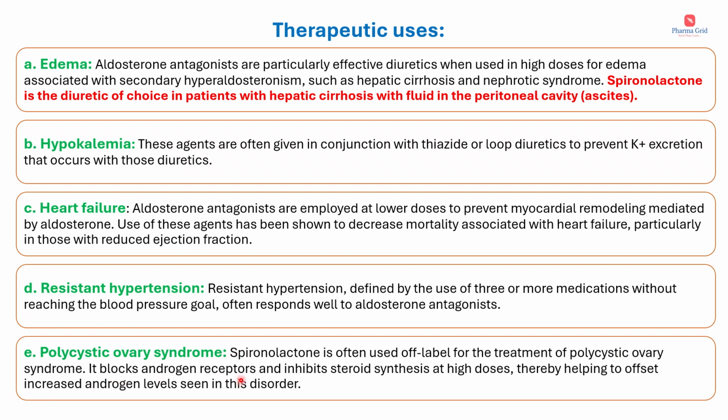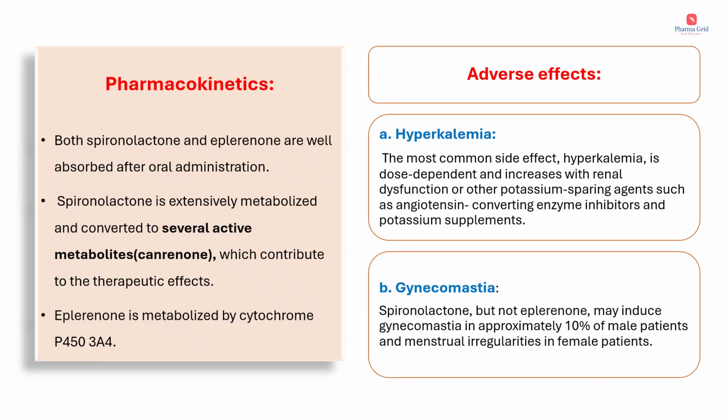It blocks androgen receptors and inhibits steroid synthesis at high doses, thereby helping to offset increased androgen levels seen in this disorder. About the pharmacokinetics, both spironolactone and eplerenone are well absorbed after oral administration. Spironolactone is extensively metabolized and converted to several active metabolites. One of the active metabolites is canrenone, which contributes to the therapeutic effects. Eplerenone is metabolized by cytochrome P450, that is CYP3A4.